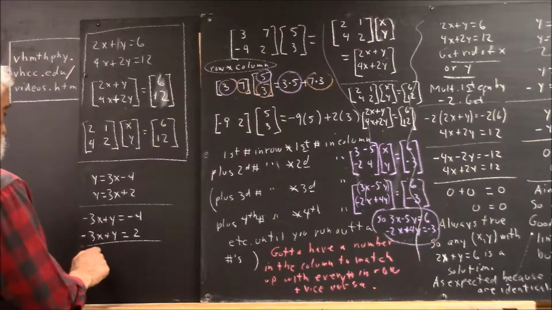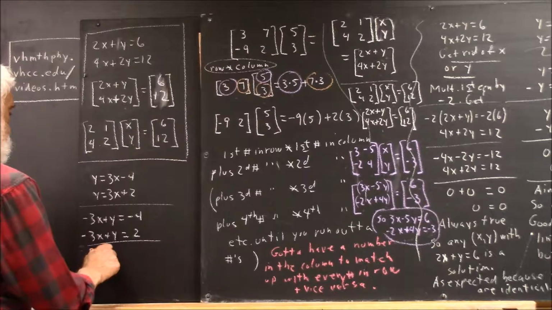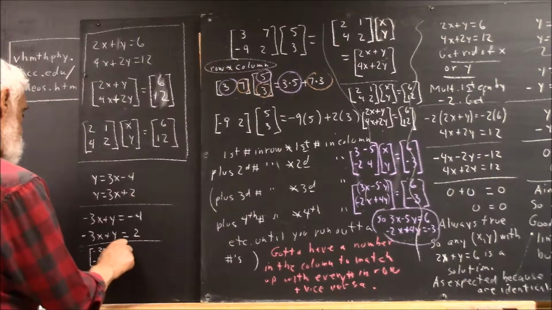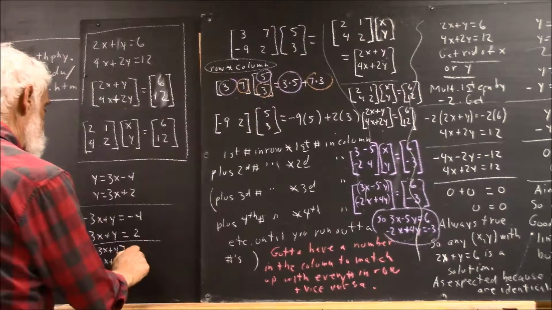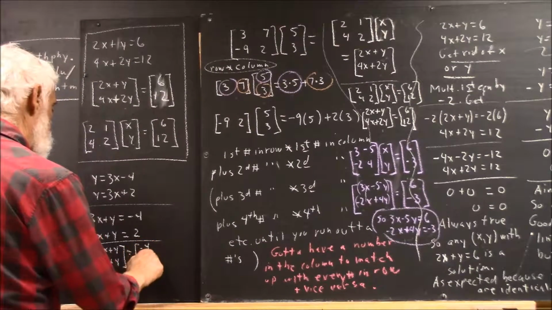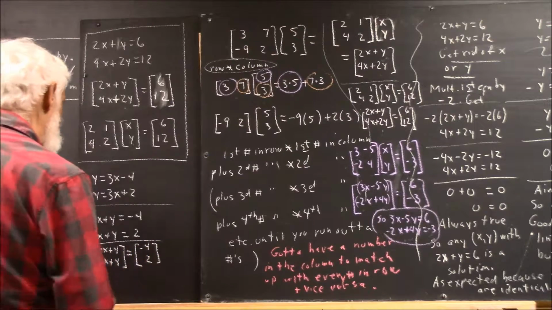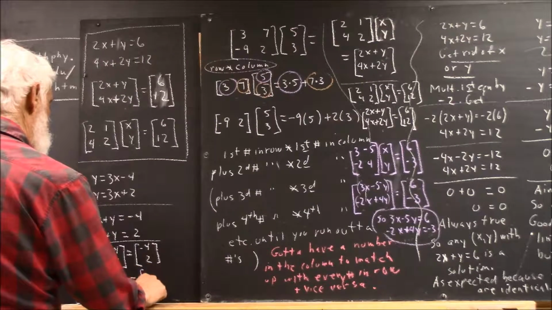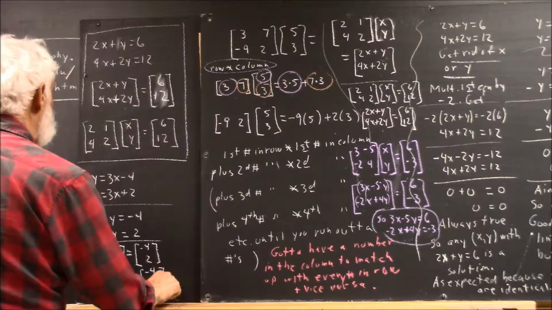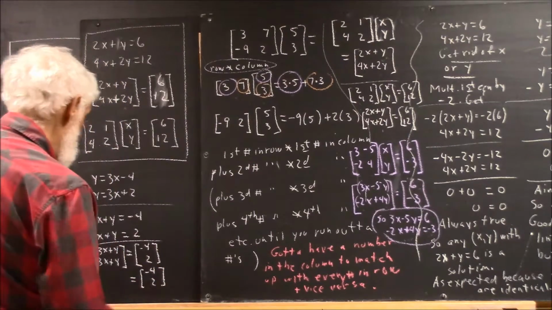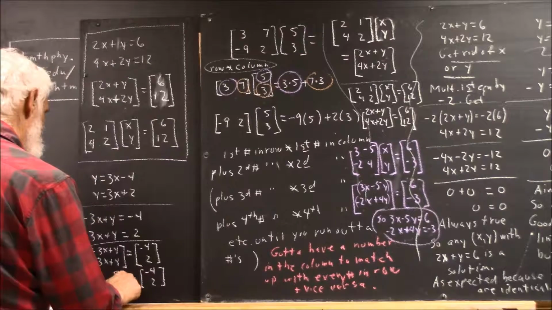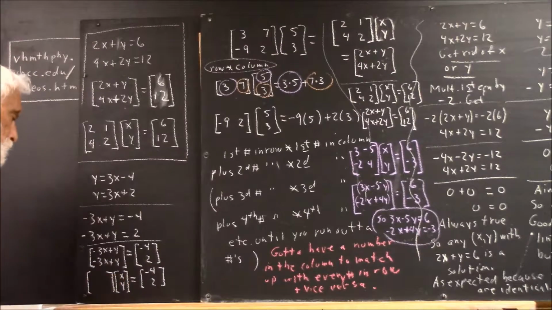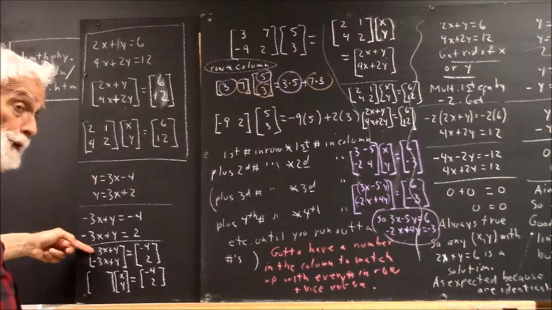So what do we do? Well, we say, okay, that means that negative 3x plus y, the column with this and this, has to equal the column with -4 and 2. Now we want to put it in this form where we have the column vector xy multiplied on the left by some matrix such that when we multiply it through we get this.